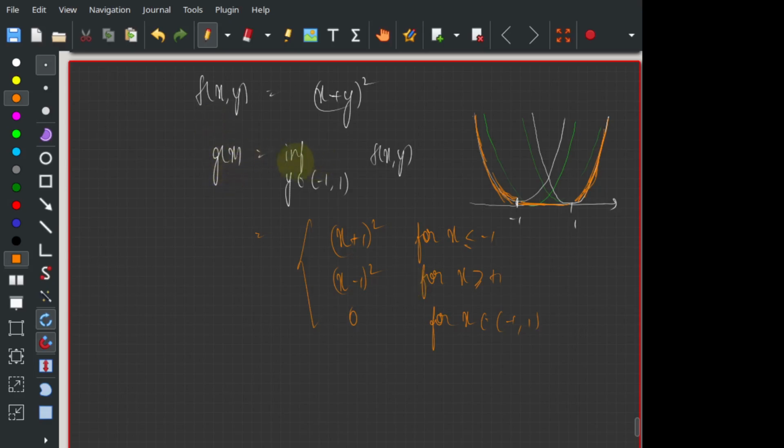But g of x is the infimum over all y in minus 1 to plus 1 of f of x comma y. Right, so the y is taken out. So in fact, for x less than or equal to minus 1, the minimum is achieved for y equal to plus 1. For x greater than or equal to plus 1, the infimum is achieved for y equal to minus 1. For any point in between, it's achieved by y equal to minus x. Any questions?